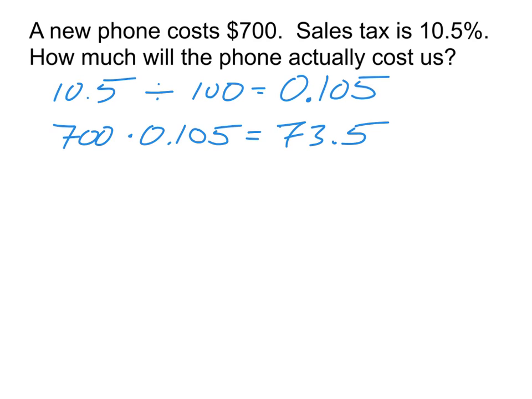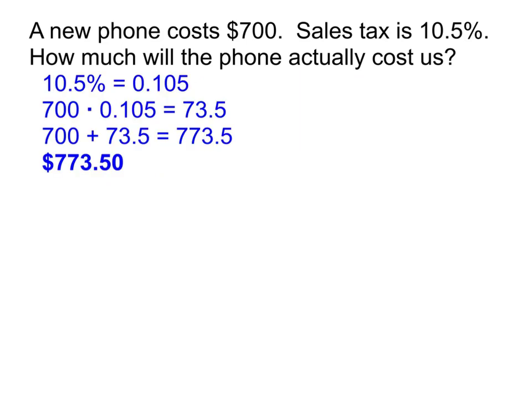Always think about, what does this number represent? When you're dealing with something that represents real life, you should be able to describe it in terms of real life. So I now take the 700 and I add the 73.5 to that. When we do so, we end up with $773.50.